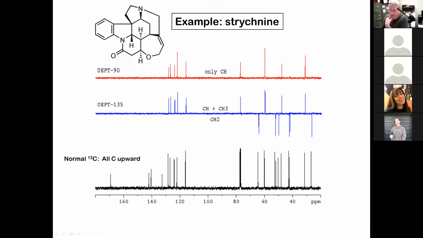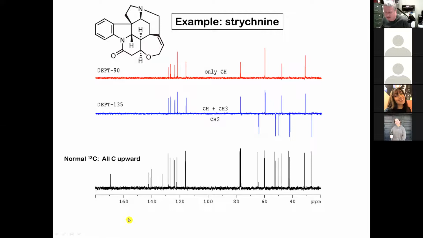What if you do it on water? Well, water would be really boring because there's no carbons. So water, there's no C13 NMR, right? Proton, you could do a proton NMR of water, and that would be really boring too. That would be a single peak. So, okay, I think we're ready for the grand finale now.